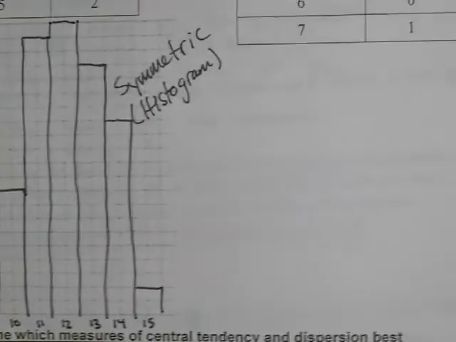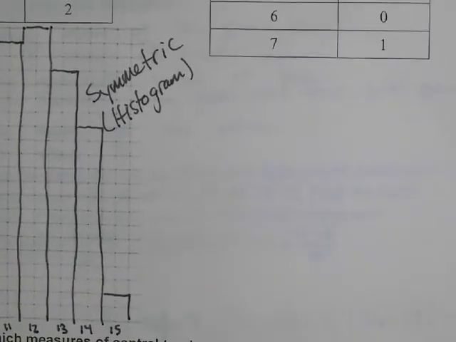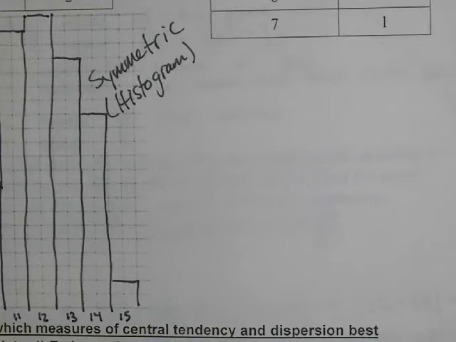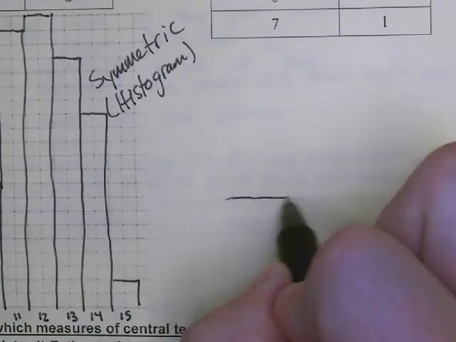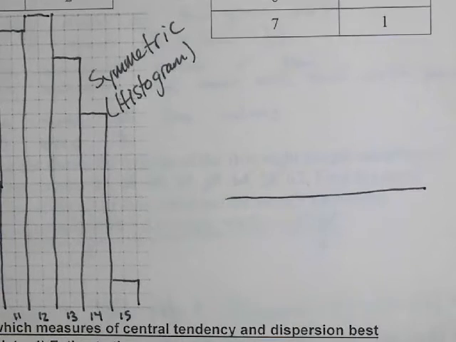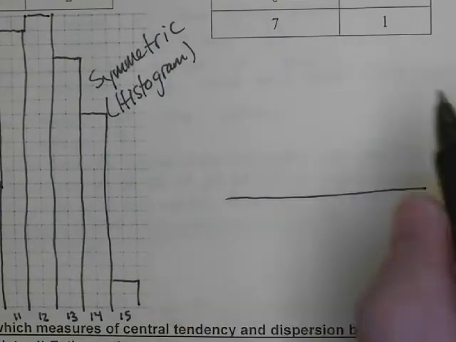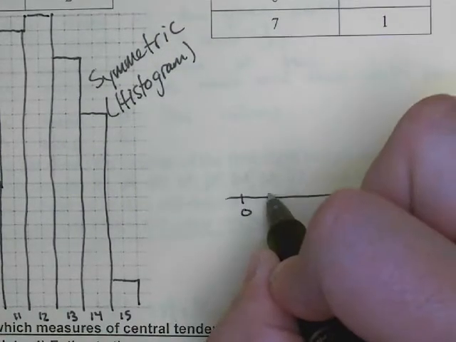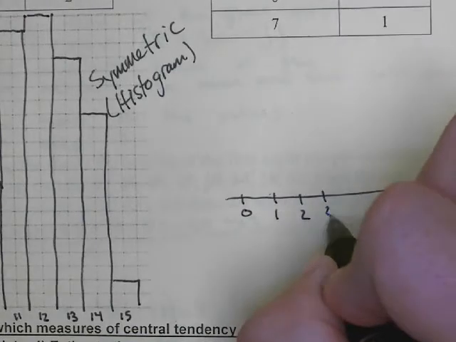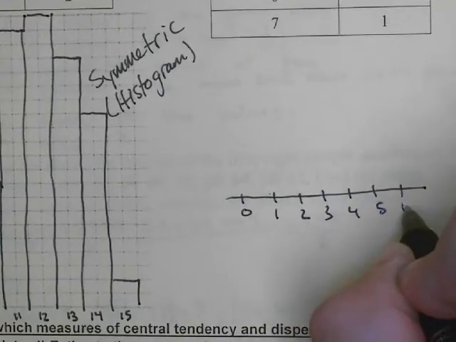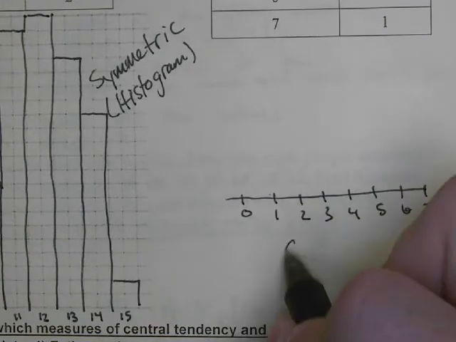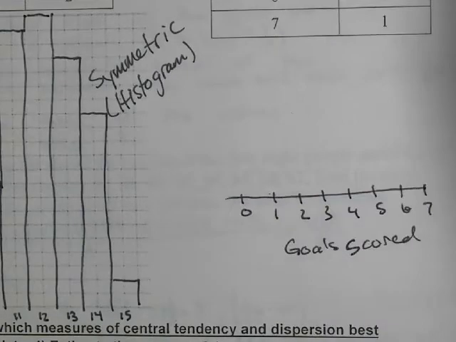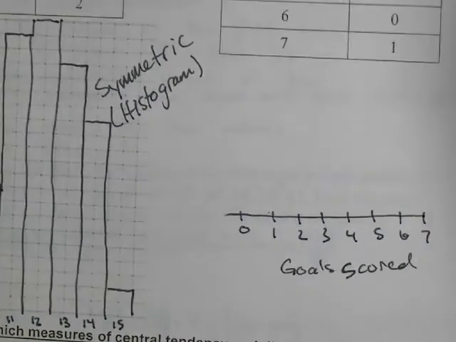On the next problem, what I'd like to show is a dot plot to look at this one. So dot plots are where we just draw a number line. Instead of drawing bars, we're going to use dots to indicate the frequency. So if I have 0, 1, 2, 3, 4, 5, 6, 7, this is for our goals scored. And then for our frequency, we'll just place a dot for every time to indicate the number of frequency.